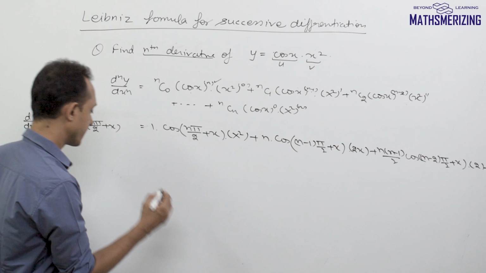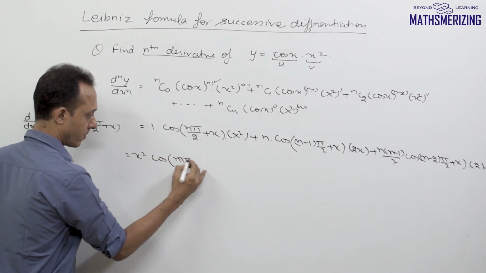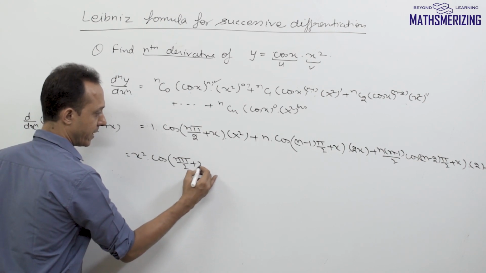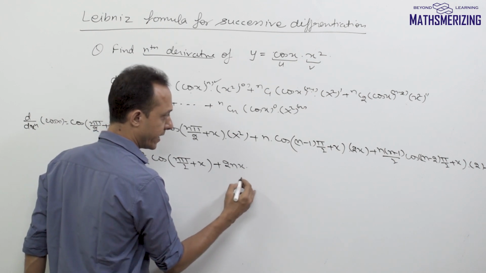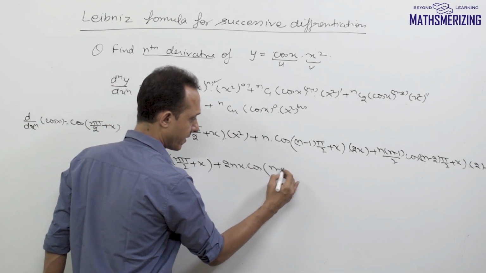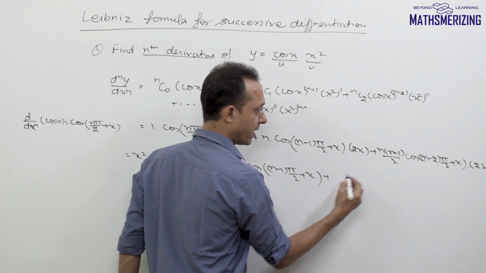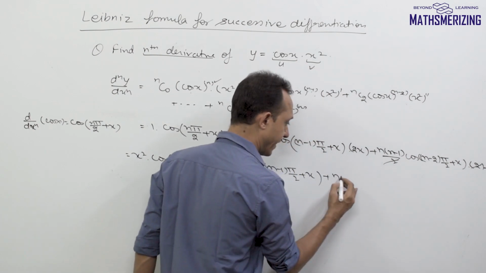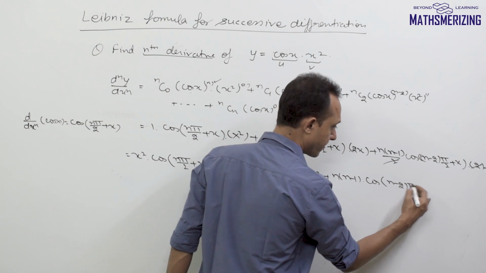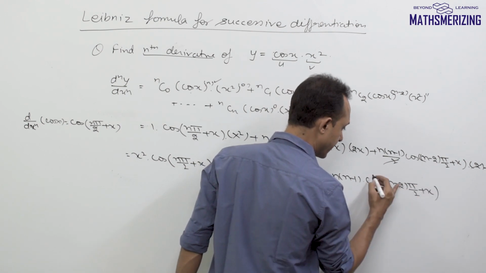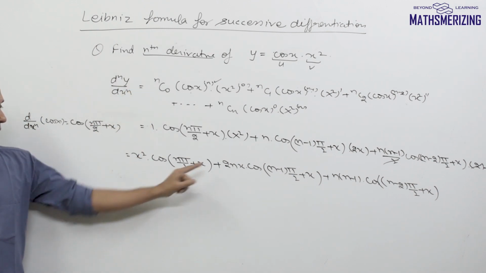So I can simply write it as x square into cos n pi by 2 plus x, plus twice n into x, and will be cos n minus 1 pi by 2 plus x, and then 2 and 2 here will cancel, so I'll write n minus 1, and here it will be cos n minus 2 pi by 2 plus x. So the nth derivative of this function will be this result.